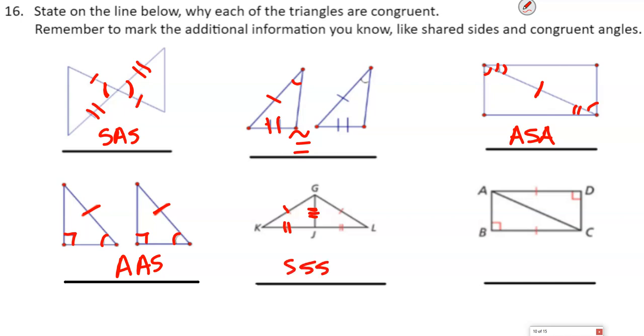Okay. So here's our last one. We have a shared side again, and that's our hypotenuse, isn't it? Because it's opposite our right angle, and then we have another leg, right? So this is HL. Remember, with HL, you have to have a right triangle, and you have to have the hypotenuse and one other leg.